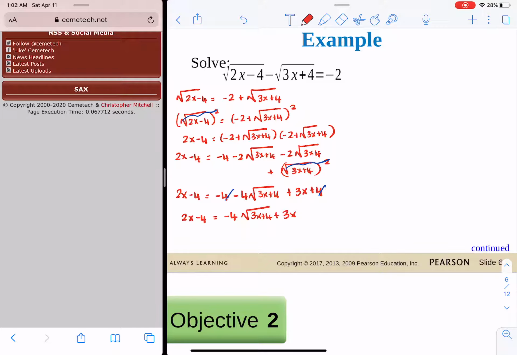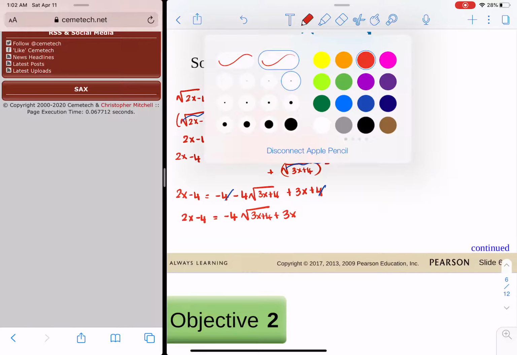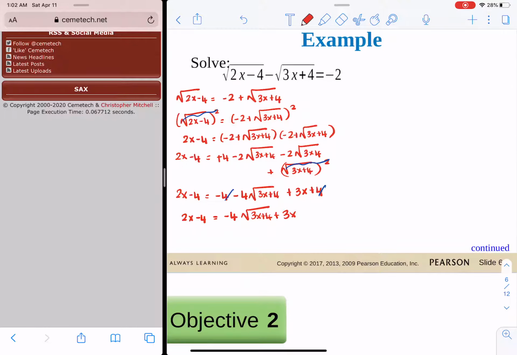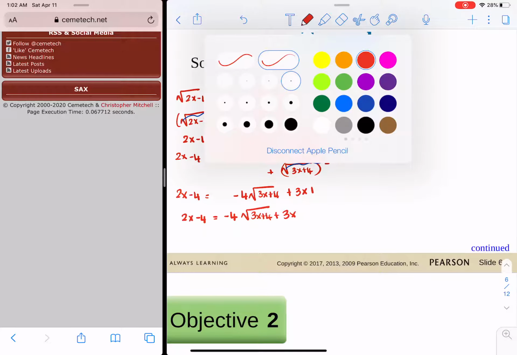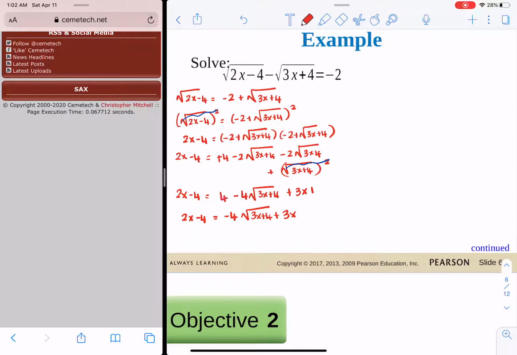I jumped the gun here, so negative 2 times negative 2 is positive 4. So we would have 4 and plus 4 here. Move all the terms to one side. So we have an 8. So 2x minus 4 minus 8 minus 3x equals negative 4 square root of 3x plus 4.